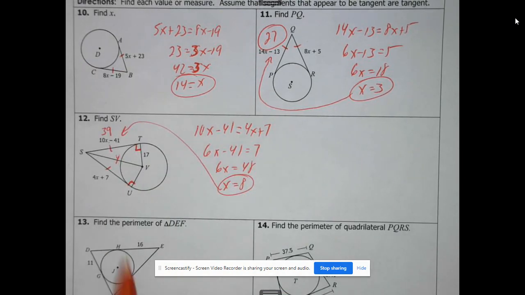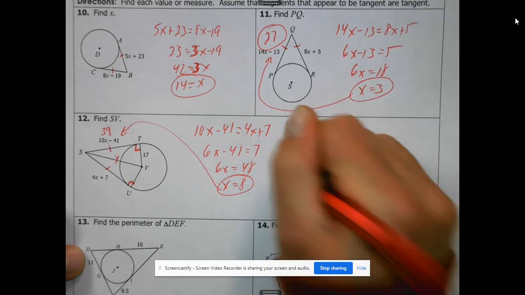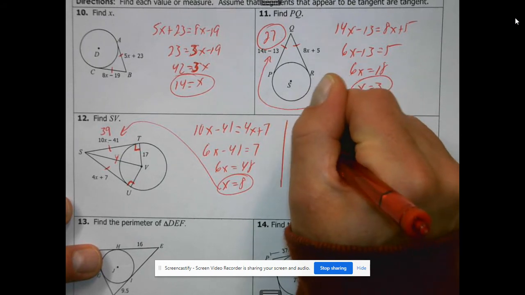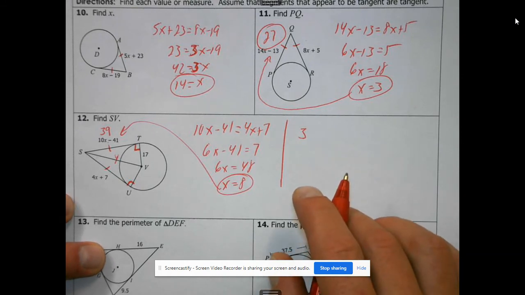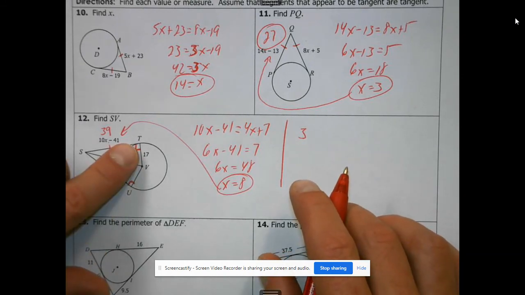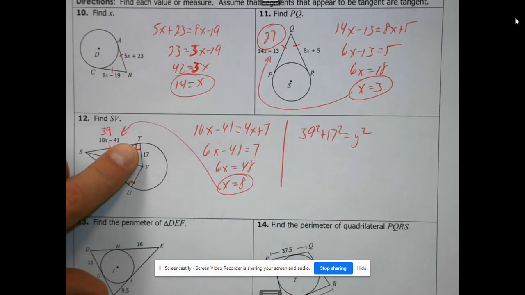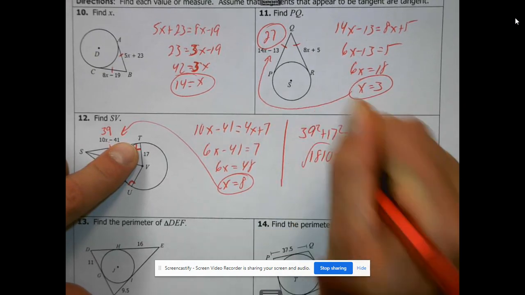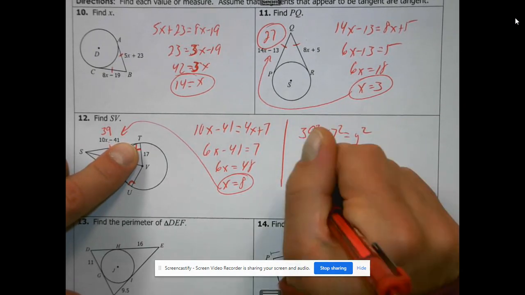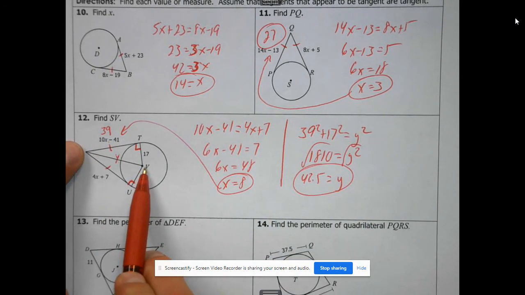Pythagorean theorem, just like the first page. A squared plus B squared equals C squared. So 39 squared, let's see here. 39 squared plus 17 squared equals Y squared. 39 squared plus 17 squared is 1810. Square root that. That comes out to be 42.5. So SV is 32.5.